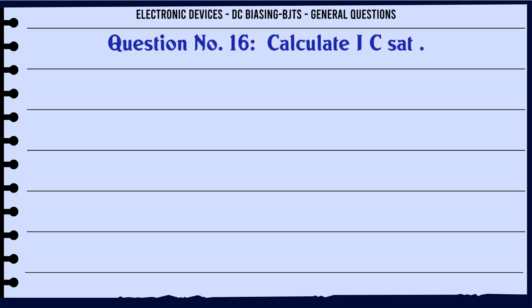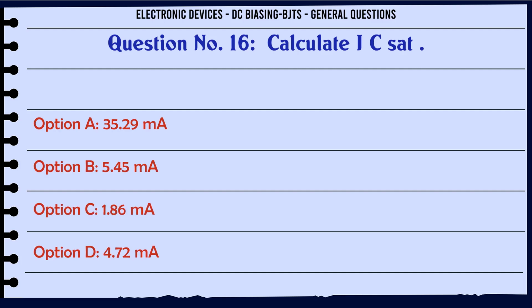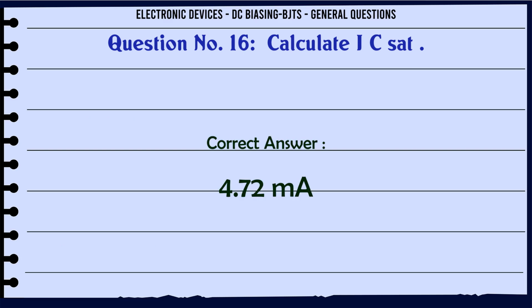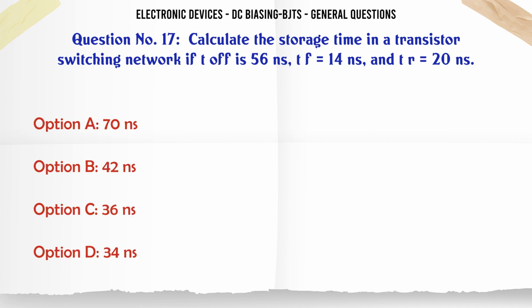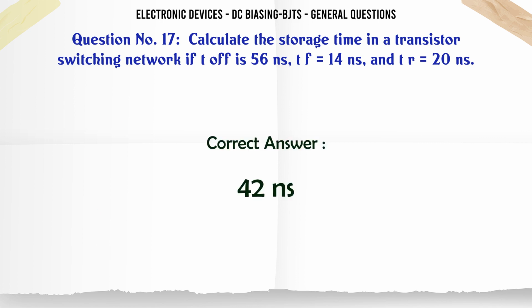Calculate IC SAT. A. 35.29 mA, B. 5.45 mA, C. 1.86 mA, D. 4.72 mA. The correct answer is 4.72 mA. Calculate the storage time in a transistor switching network if T off is 56 ns, Tf 14 ns and Tr 20 ns. A 70 ns, B 42 ns, C 36 ns, D 34 ns. The correct answer is 42 ns.